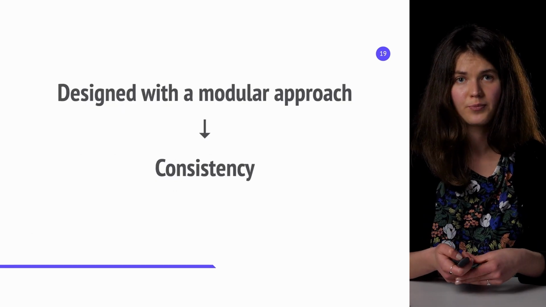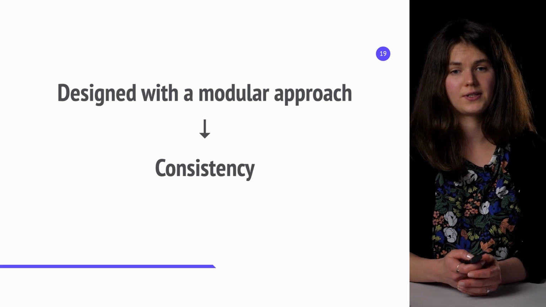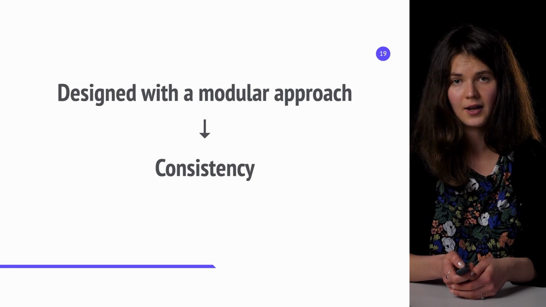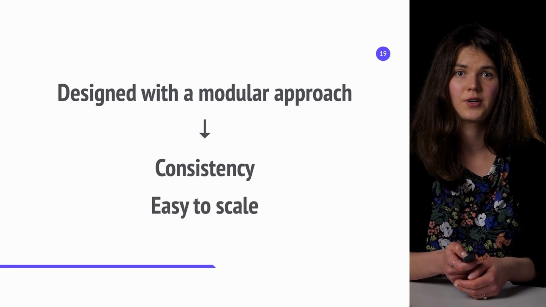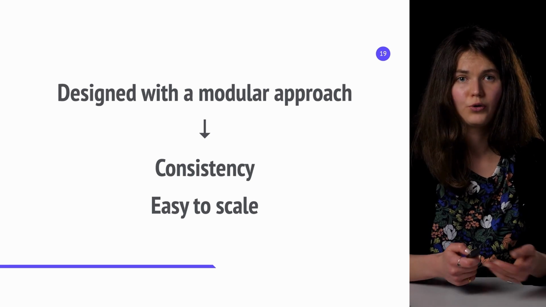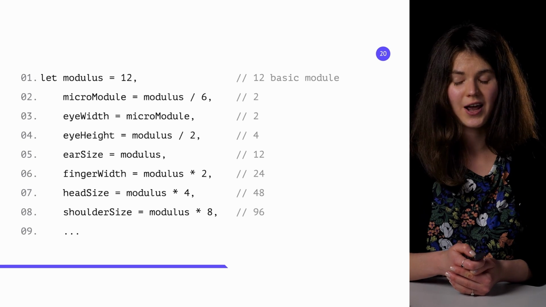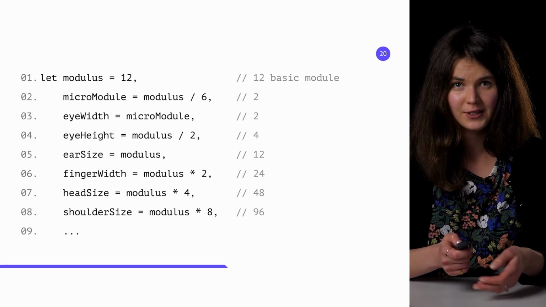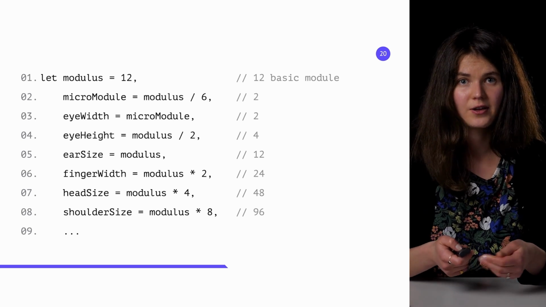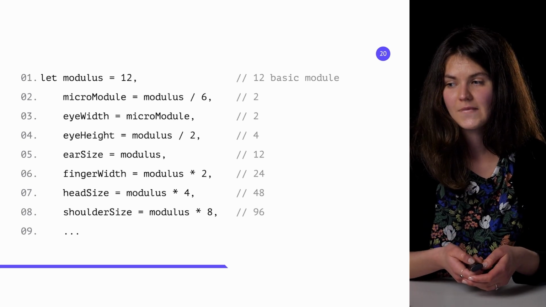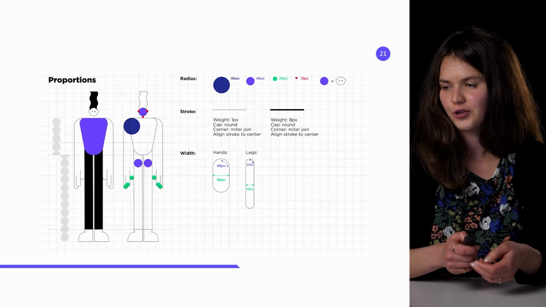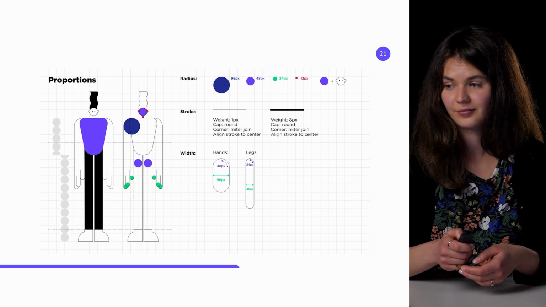It's worth mentioning that Randolor is designed with a modular approach, and this leads to consistency and makes the character easier to scale. So all the sizes are interdependent, and if we change the basic module, called modulus, all the other sizes will be affected and will change. In this illustration, you can see how the different modules are related to each other.